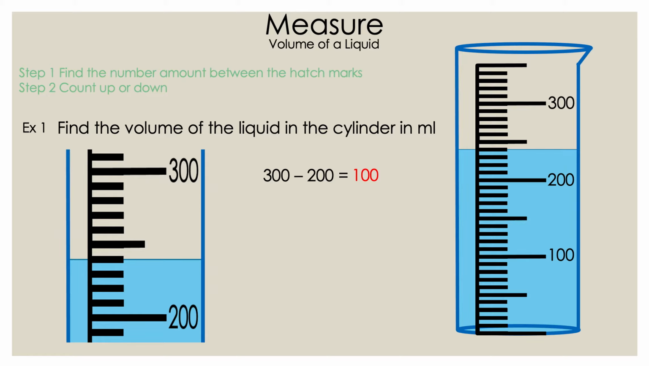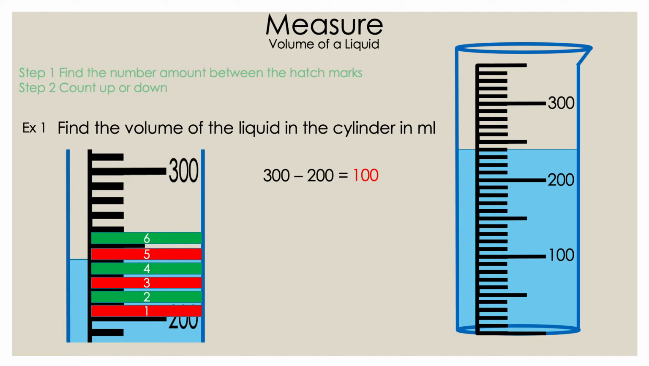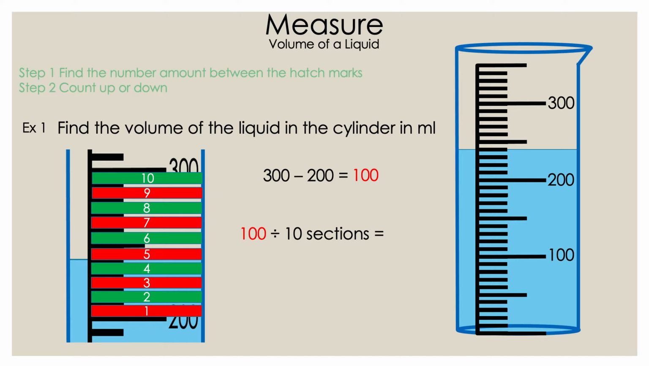Now we're going to start counting the sections between the numbers to figure out how many sections we have. So we start at 1, 2, 3, 4, 5, 6, 7, 8, 9, and finally 10. So now we know how many sections are between 300 and 200, and we're going to divide the 100 from the 300 minus 200 by the 10 sections, and that gives us 10. So now we know the distance in between each hatch mark is 10.